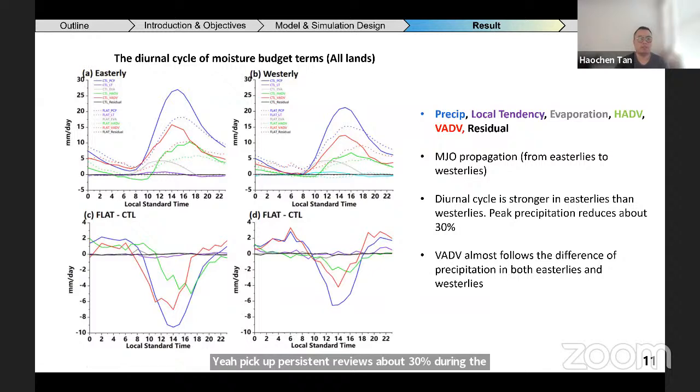The overall difference between the control and the flat simulation in the moisture budget shows that the difference of vertical moisture advection almost follows the difference of precipitation in both easterly and westerly phases, except that the horizontal moisture advection becomes a little more significant in the afternoon hours in the westerly and easterly phases. This change is caused by sea breezes converging from the coast toward the center of each island in the afternoon.